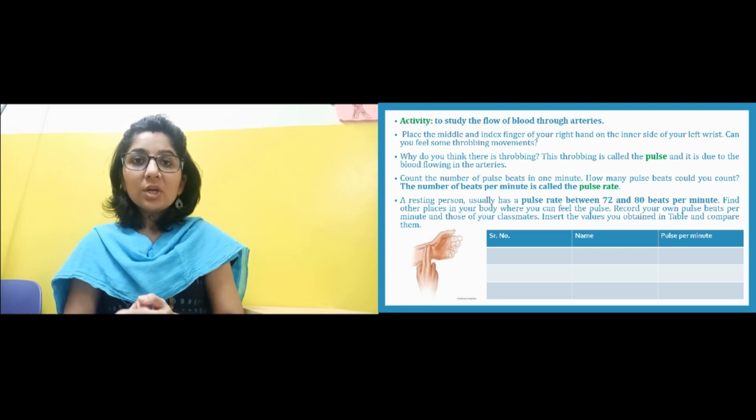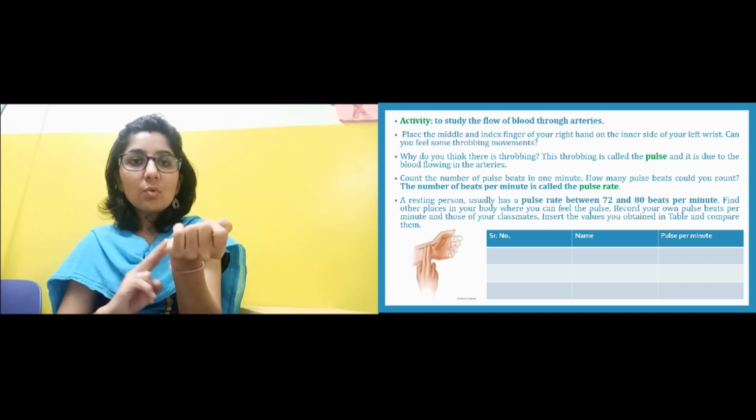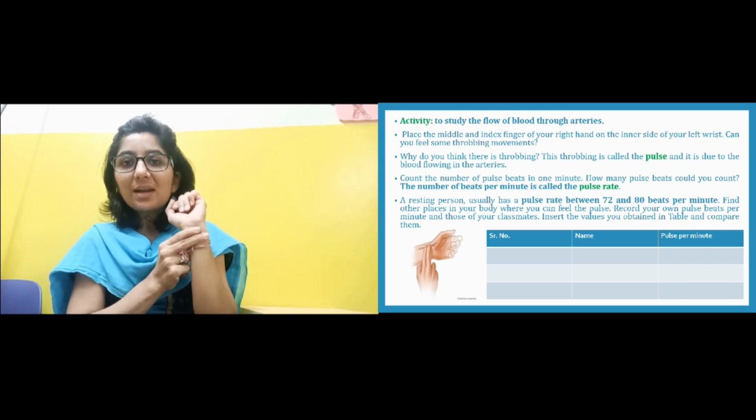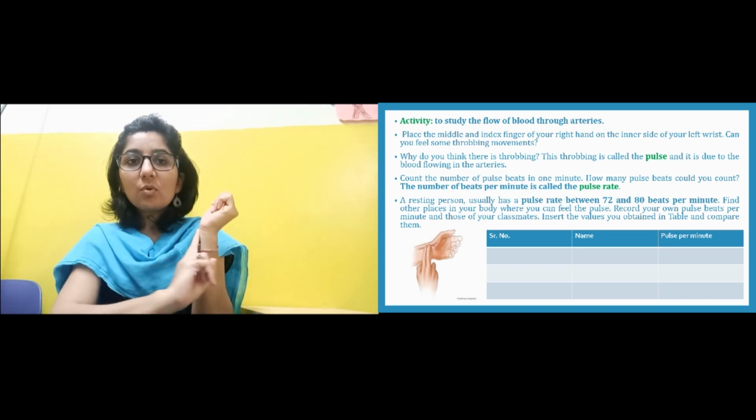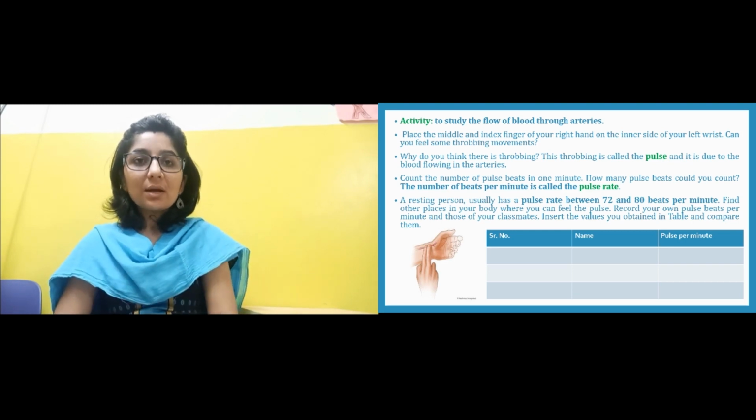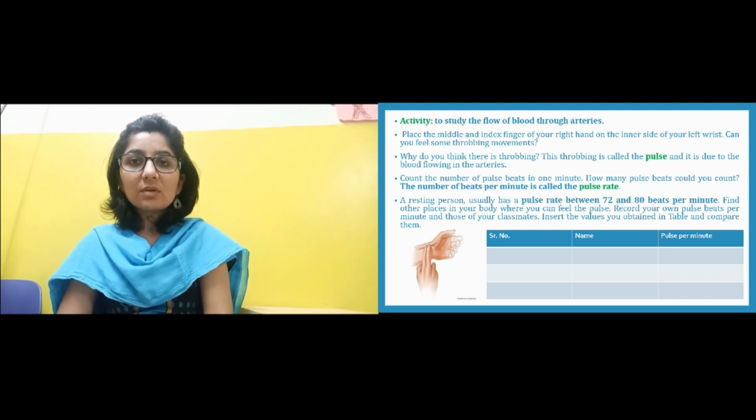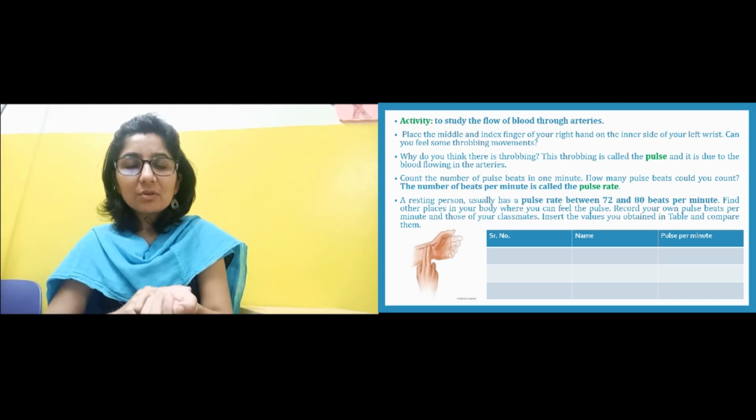So what we have to do is take two fingers of the right hand, the middle finger and the first finger, and hold the wrist of the left hand like this. It's shown in the diagram. After holding it the way a doctor does, you can feel some throbbing over there, ups and downs.